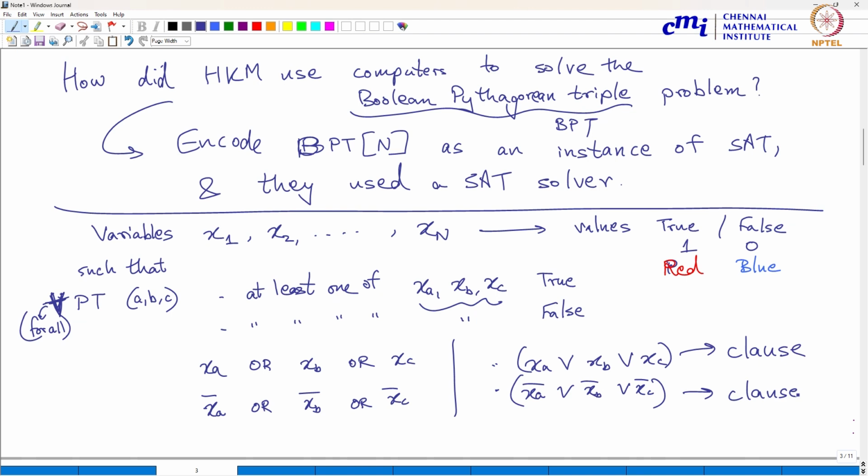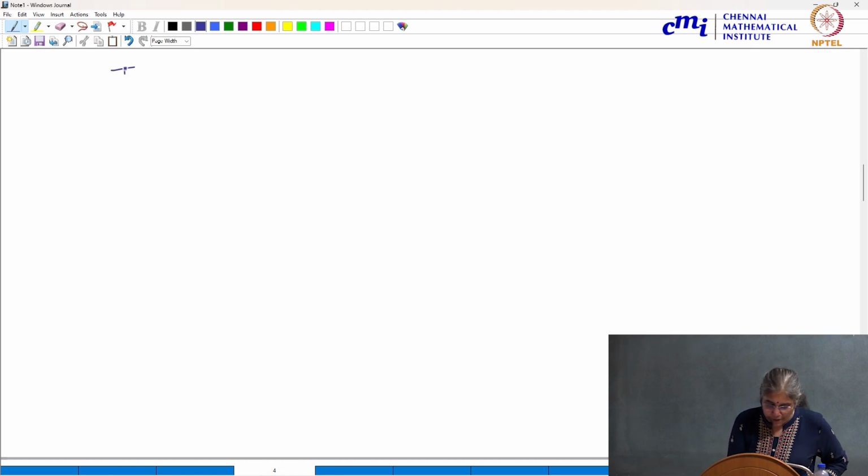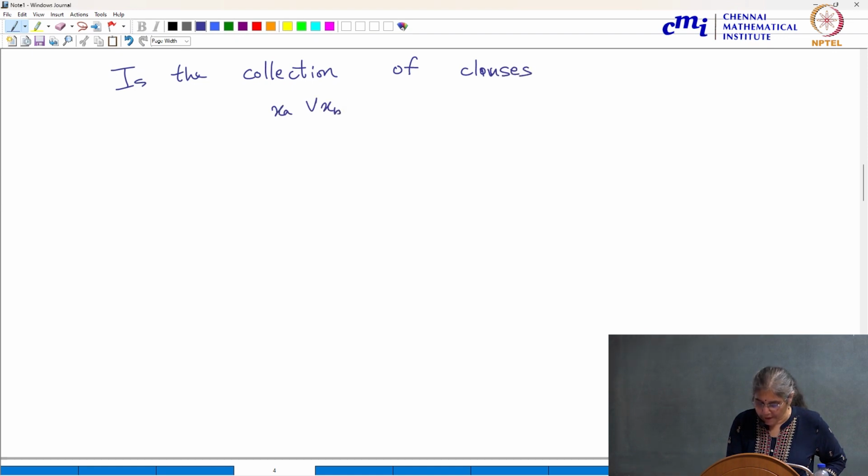You're looking at numbers 1 to 7,825. There are less than 10,000 Pythagorean triples up to there, 9,000 something. Double that many clauses. So how many clauses do we have? We have 18,000 clauses, roughly. Okay, so now this is the instance of SAT. Is the collection of clauses XA or XB or XC, XA bar or XB bar or XC bar, for 1 less than A less than B less than C less than or equal to N, simultaneously satisfiable?